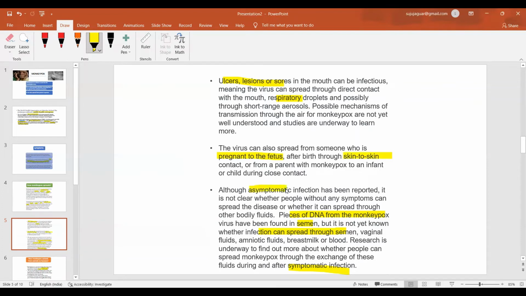Although asymptomatic infection has been reported, it's not clear whether people without any symptoms can spread the disease or whether it can spread through other bodily fluids. Research is underway to find out more about whether people can spread monkeypox through the exchange of these fluids during and after symptomatic infection.